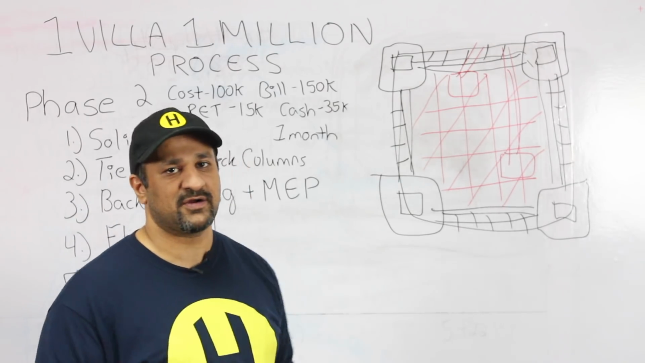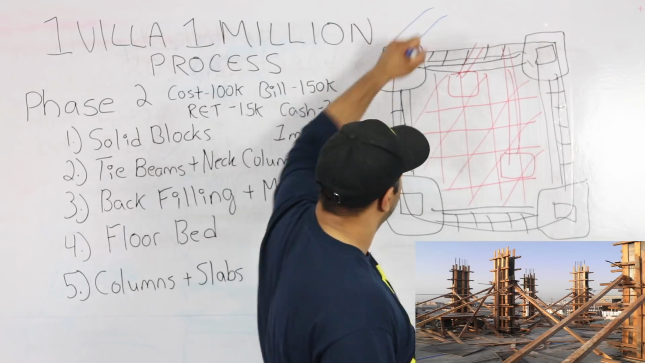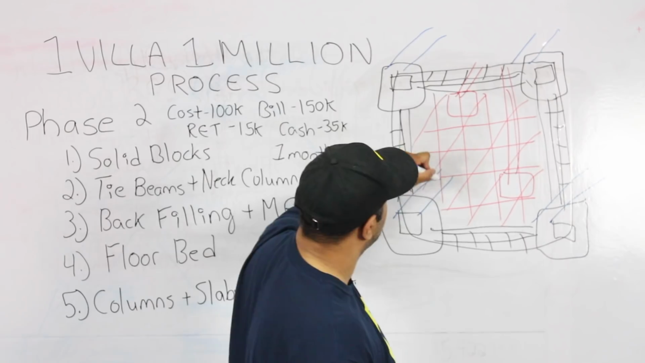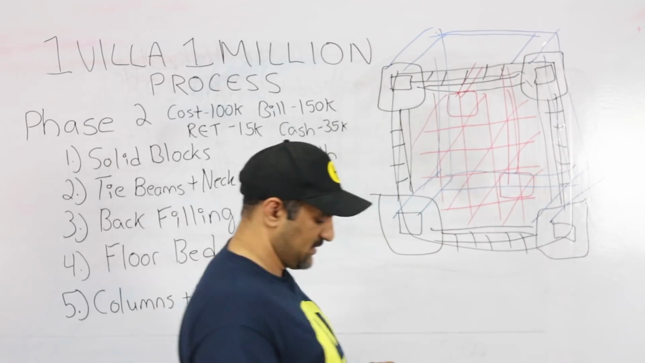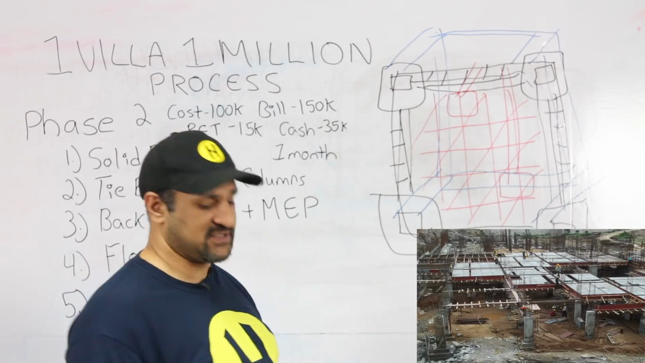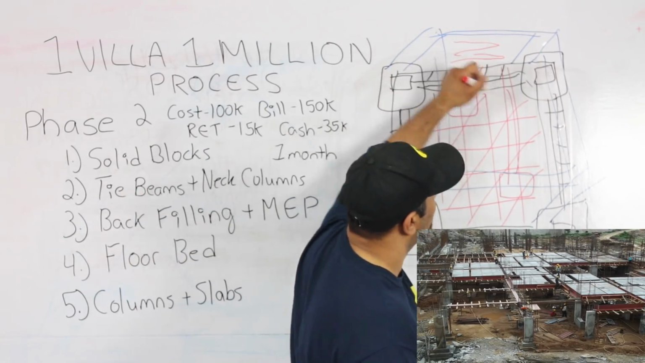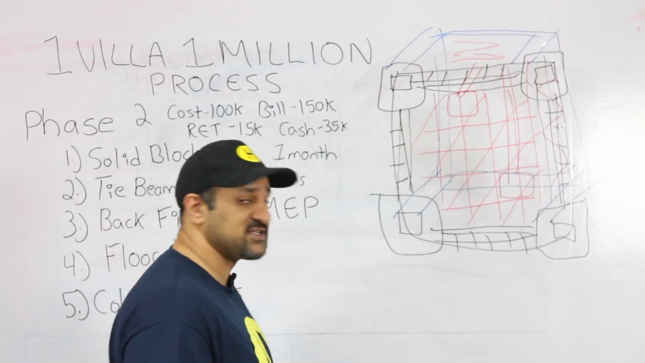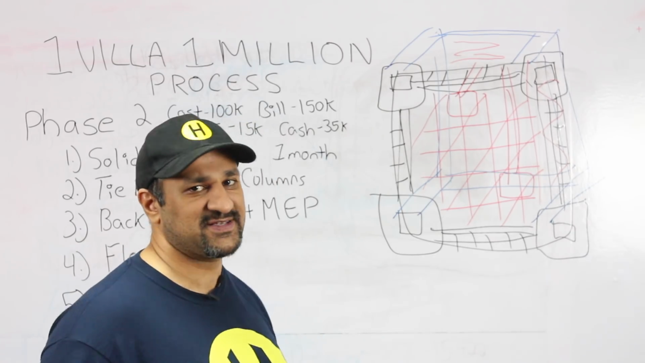And I'm just going to change the marker real quick so you can see the difference. This would be the column. Okay, and this would tie here like this. And then we would have your slab. So I'll just use the red again. This is basically your slab. Here, this is your slab. Okay, so this gets us through the actual phase 2 of the construction process.